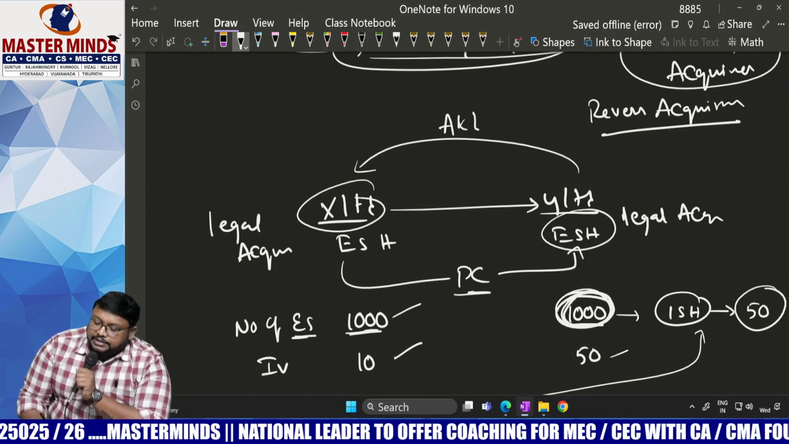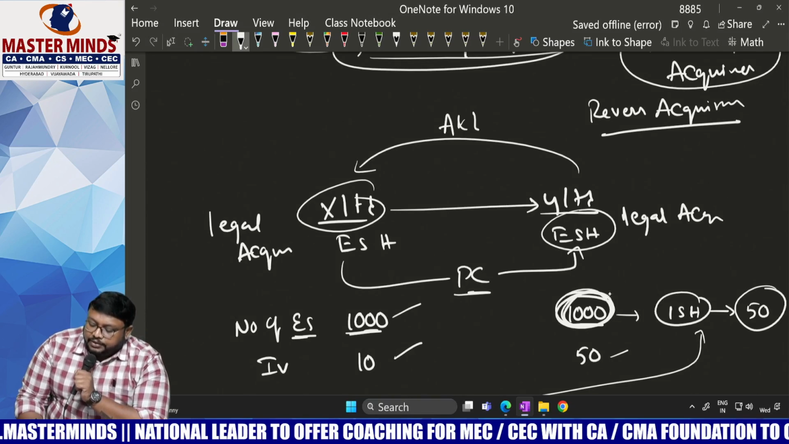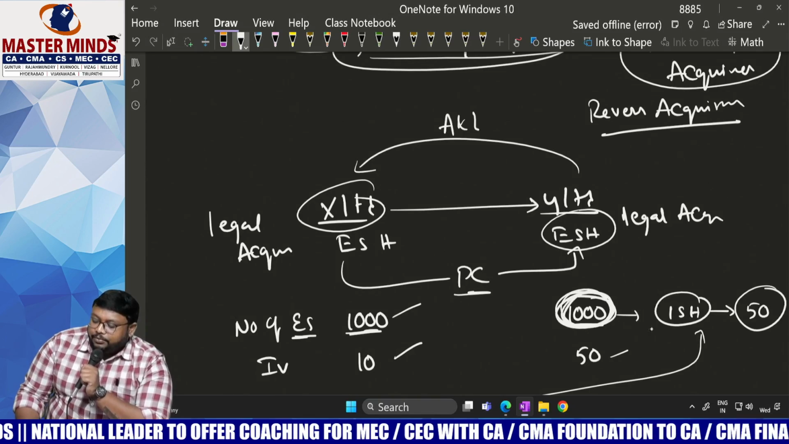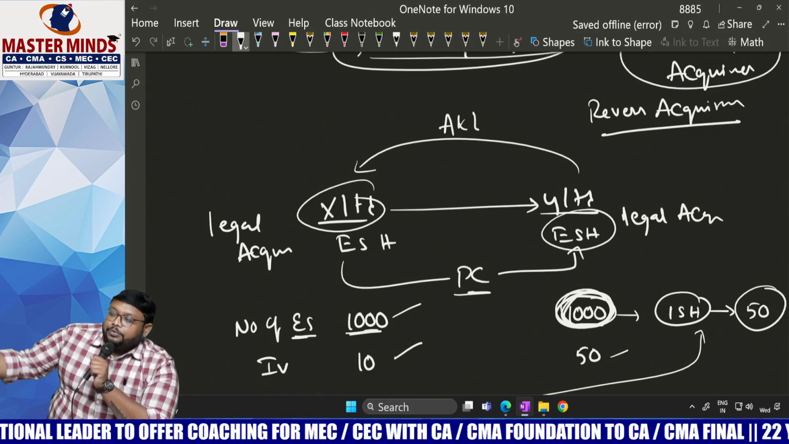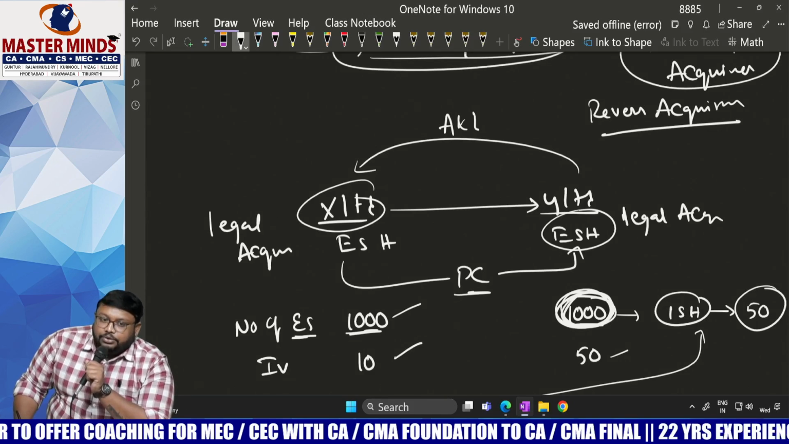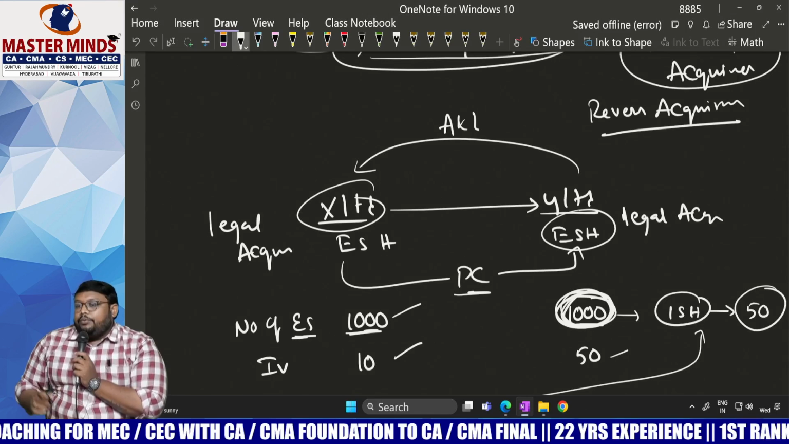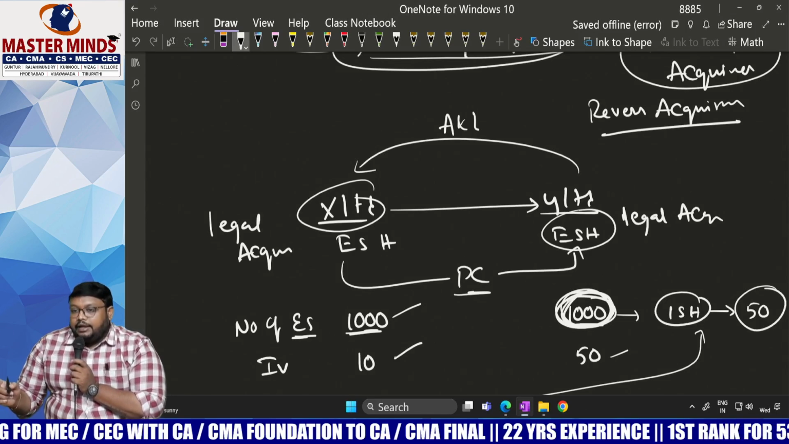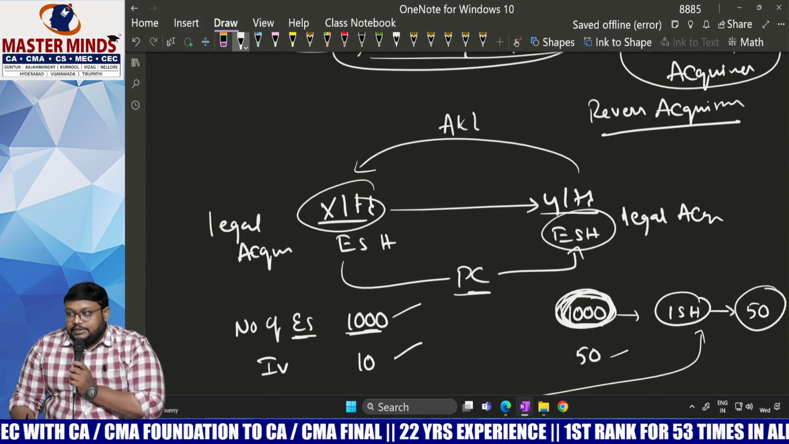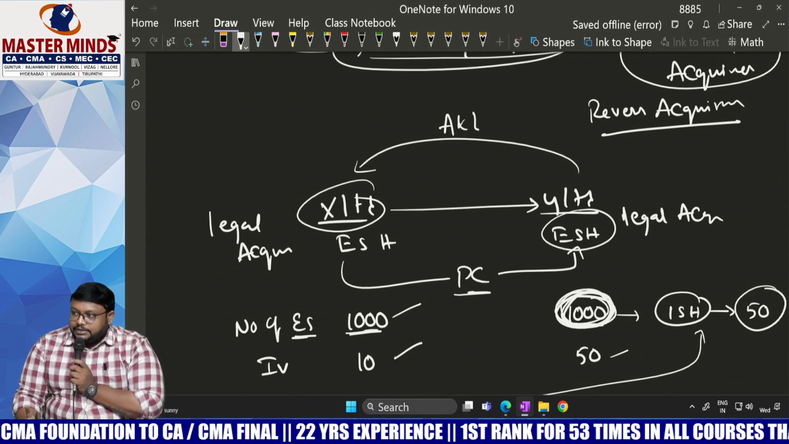Here I have to settle 1000 shares in Y Limited. If I go with a 1:1 ratio, one share is 50 rupees, so I take a 50 rupee share and give a 10 rupee share. Will he accept? No. So for him, how many shares do I have to issue? For one share of Y Limited, in X Limited how many shares do we have to give? 5 shares. Listen carefully. One share is 50 rupees.